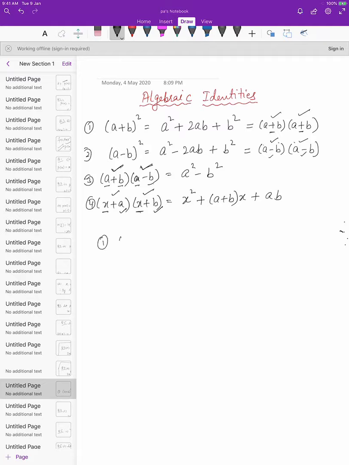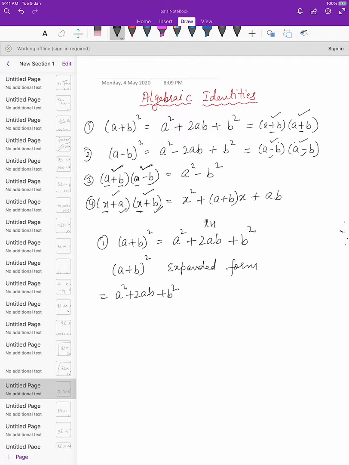If I look at the first identity, (a plus b) whole square, I can write it as a square plus 2ab plus b square. Children, remember one thing, that this identity can be used in both the ways. Like for example, if I give you (a plus b) whole square and I say write down the expanded form for this, how will I write the expanded form of (a plus b) whole square? I will write a square plus 2ab plus b square. It means the RHS of this identity is actually the expanded form.